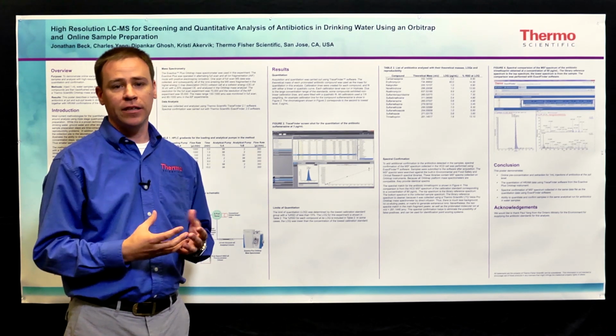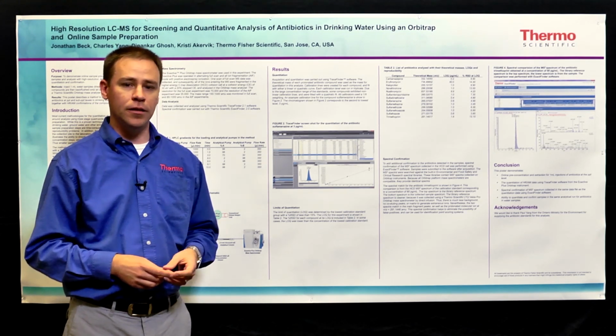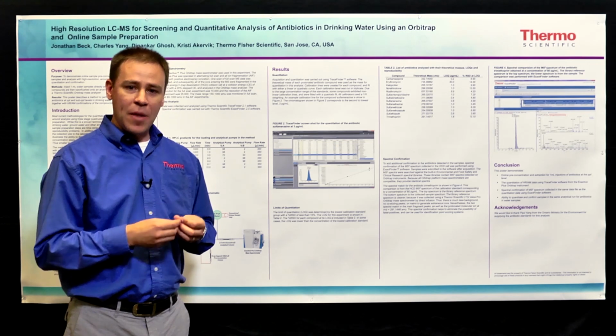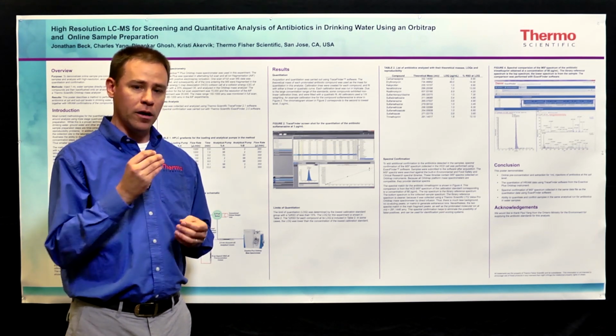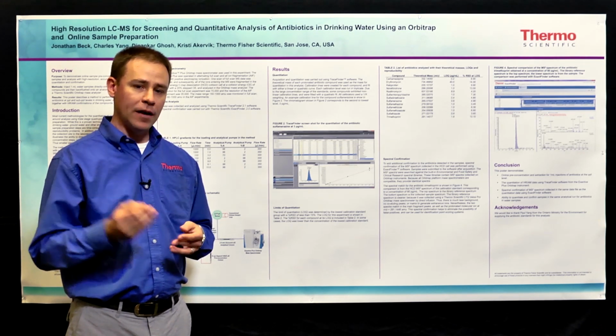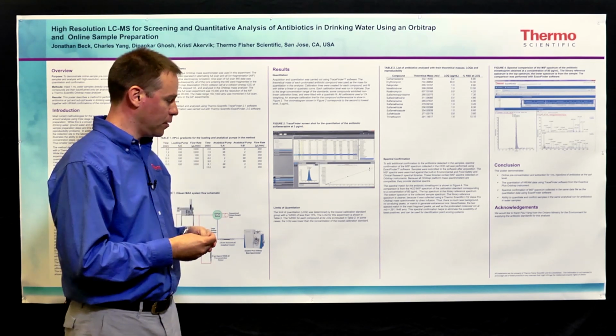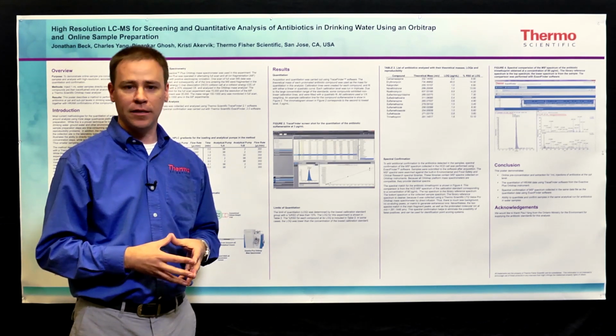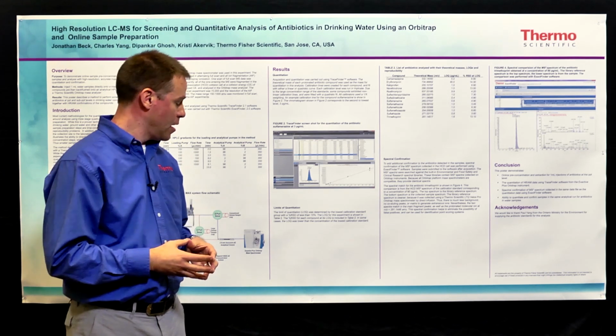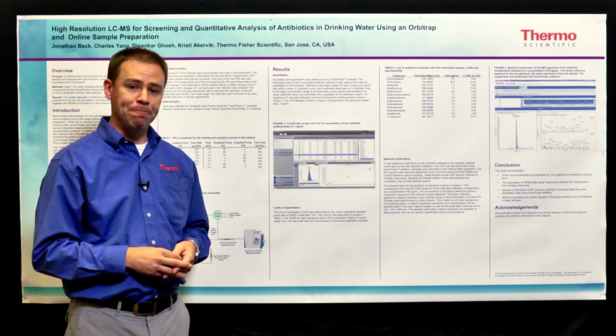What we do is we inject that large sample of water directly onto the loading column. We then backflush that column. Our components that we are detecting are backflushed off of the column and onto the analytical column where we do a traditional HPLC or UHPLC analysis prior to introduction into the mass spectrometer.